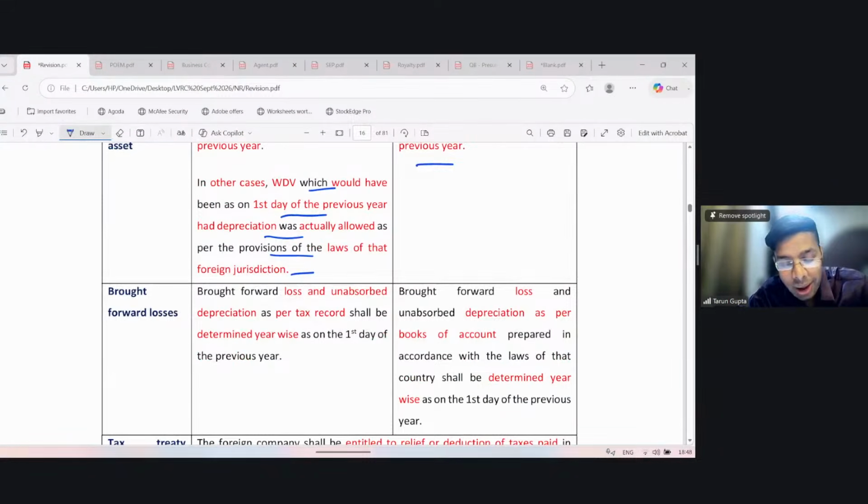Brought forward losses. It says brought forward loss and unabsorbed depreciation as per tax record shall be determined year-wise as on the first day of the previous year. But if the company is not assessed to income tax, then brought forward loss and unabsorbed depreciation as per books of account prepared in accordance with the laws of such country shall be determined year-wise as on the first day of the previous year.